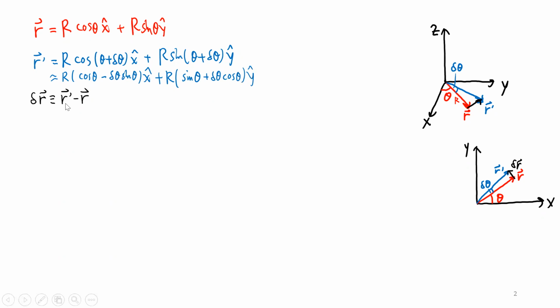Therefore, if I do R prime minus R, just this blue line minus this red line over here, that would give me R delta theta times minus sine theta x hat plus cosine theta y hat.